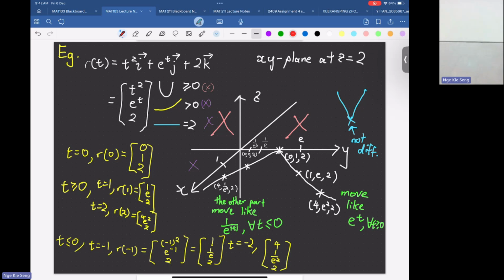Well, one very easy thing to do is you plot out a few points first. So for example, I try to plot out what is r(0), r(1), r(2), and r(-1). And then I try to plot it in R3. In this case, it's a function from R to R3. So where is my negative 1 point? Let's see.